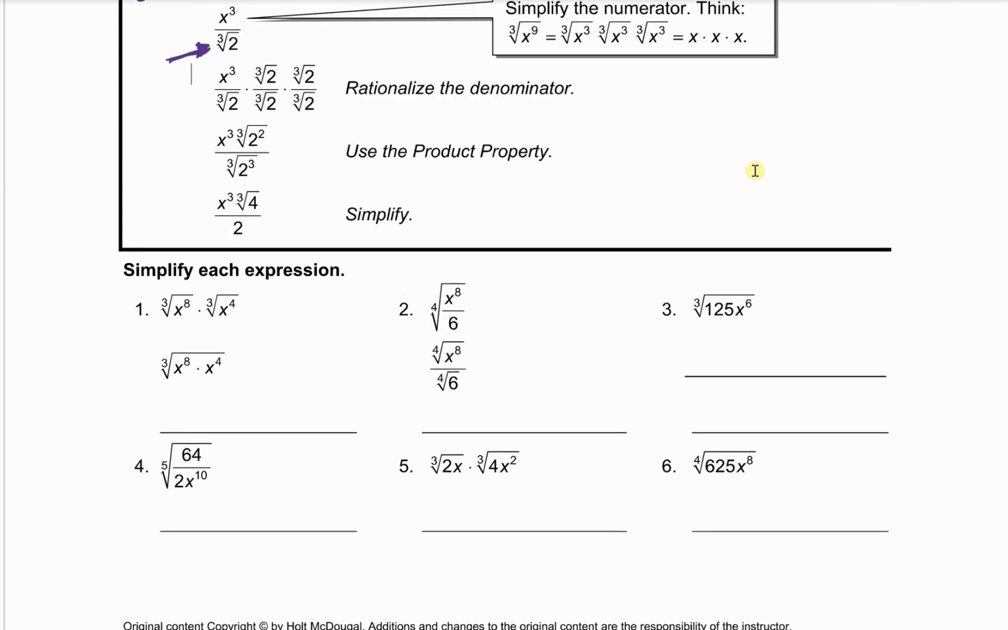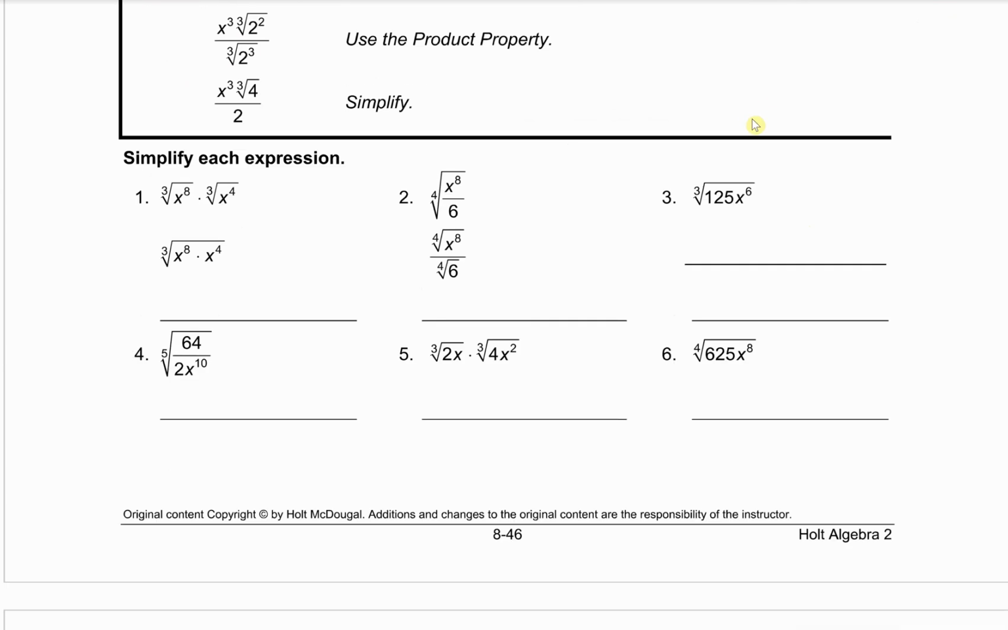Let's take a look at number 1 here. If I have the cube root of x to the 8th times the cube root of x to the 4th, I'm going to combine them under a single root. That's going to be the cube root of x to the 12th. Remember, we add our exponents together. So if you remember what I just showed you, what's 12 divided by 3? That is 4. So this is going to become x to the 4th power.